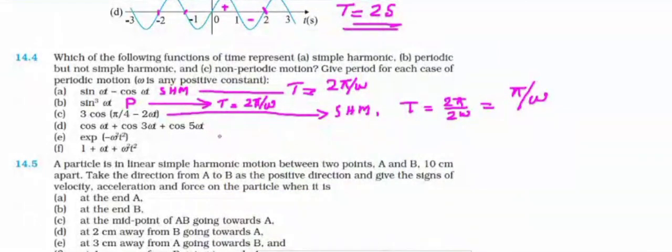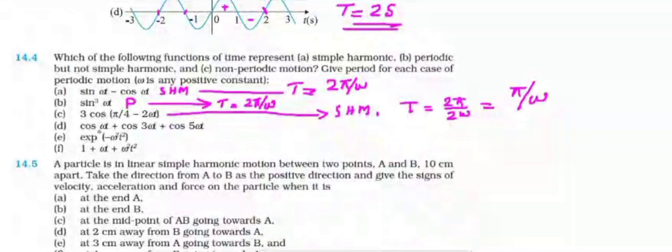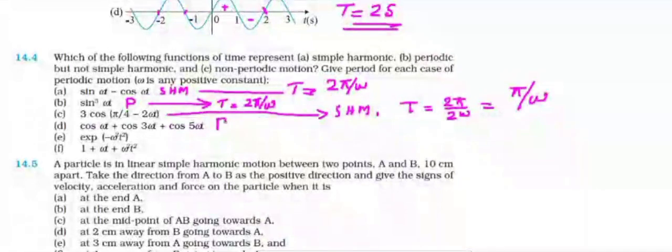Then part D. In part D, you can see all cosine terms are there. So it is not a superposition of sine and cosine, only cosine. In such a situation, as it is a cosine function, of course, it is a periodic function, so you can consider it as a periodic motion. And when you calculate the time period, you can take the least value of omega. Therefore, the time period will be 2 pi by omega.